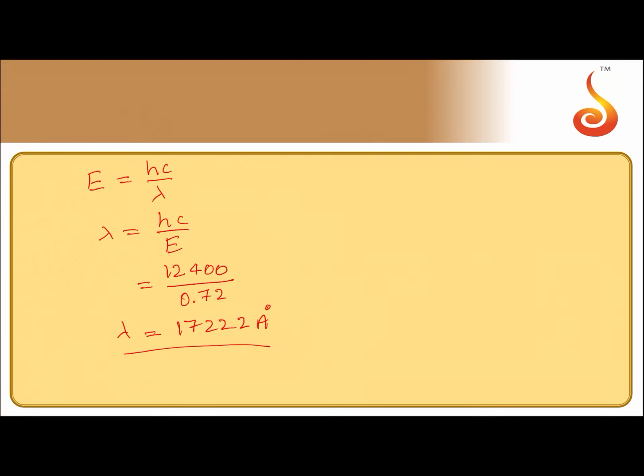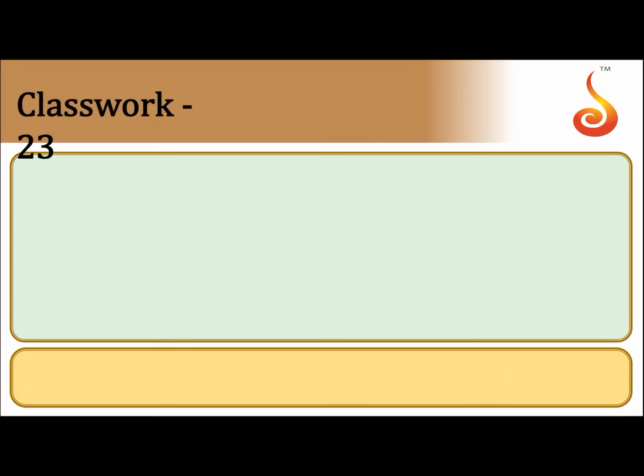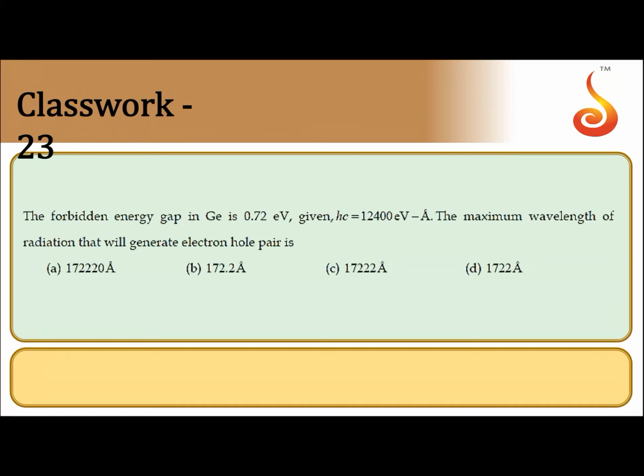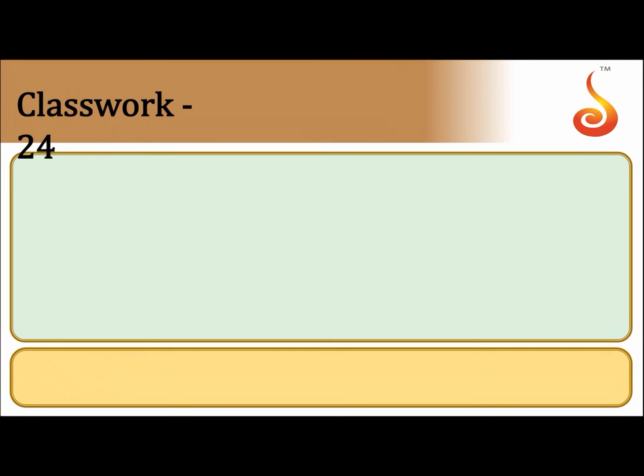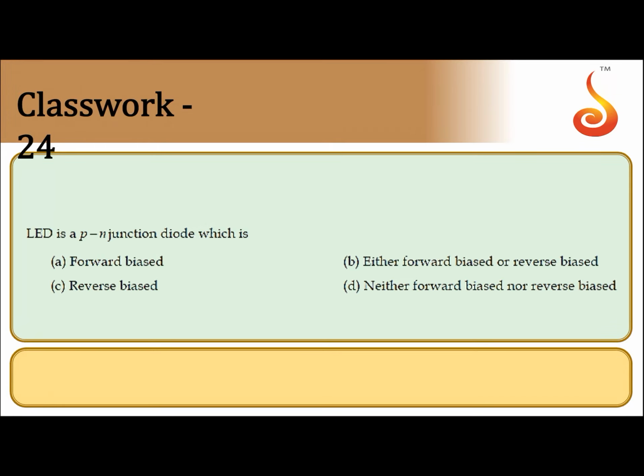Here, looking at the options, if you just find the order of the value, that is sufficient. Everything else is 1722. So just find the order. So that is option C. Yes, moving on to next question.